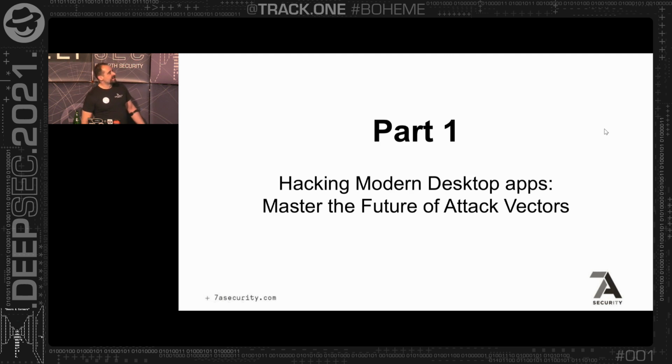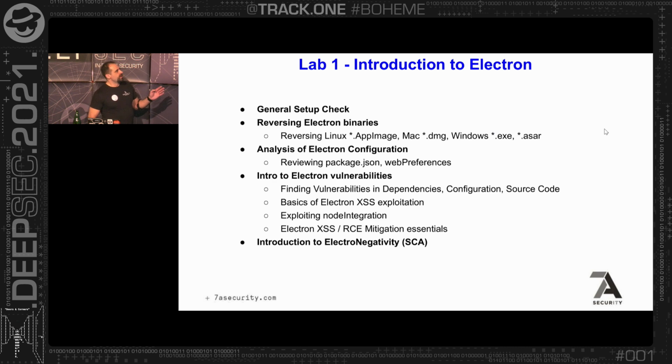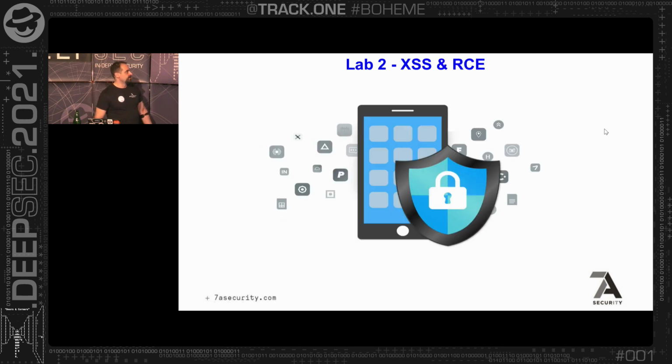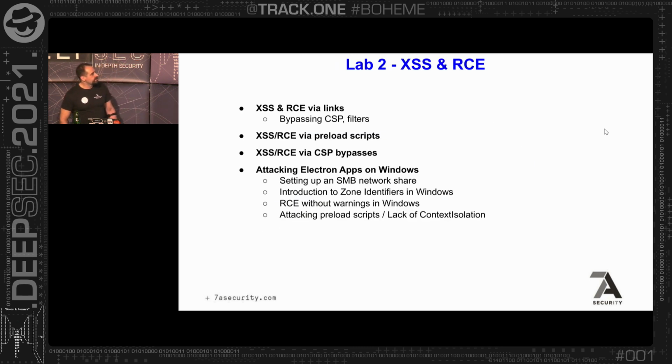This is when we talk about the course, so I'm just going to skip through this because we don't have much time. And I'll just talk a bit about what we are going to talk about today, right? So we will give an introduction about Electron, and today we will focus on the basics of XSS exploitation in Electron, exploiting node integration, some XSS and code execution mitigation essentials. And then we will also see how to find vulnerabilities in dependencies and stuff like this. Then from here, we will see a little bit about getting code execution without warnings in Windows and attacking preload scripts.